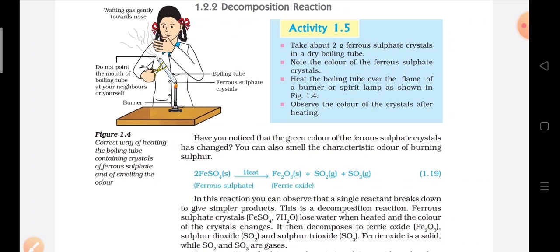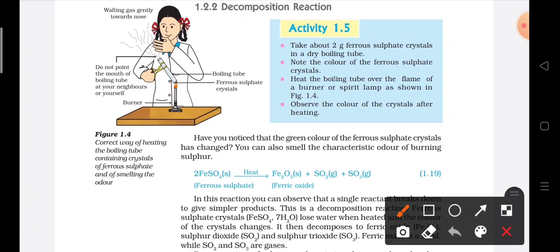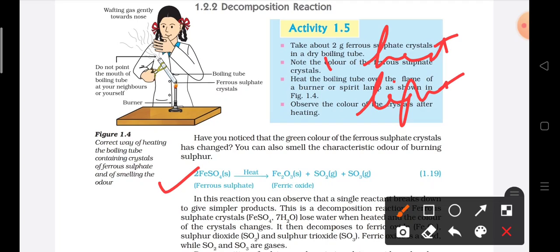Now what about decomposition reaction? We have discussed combination, where two or more substances are combined to form a single substance. This is combination. The reverse of it is decomposition, where a single substance, either on heating, or in the presence of light, or by passing electricity.